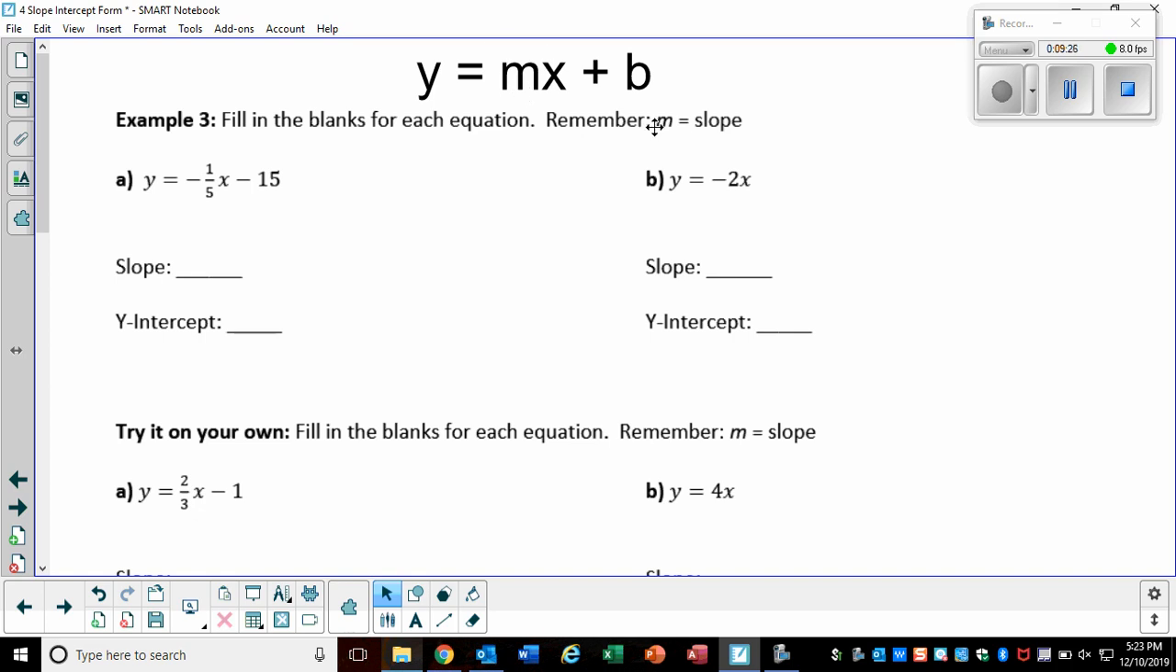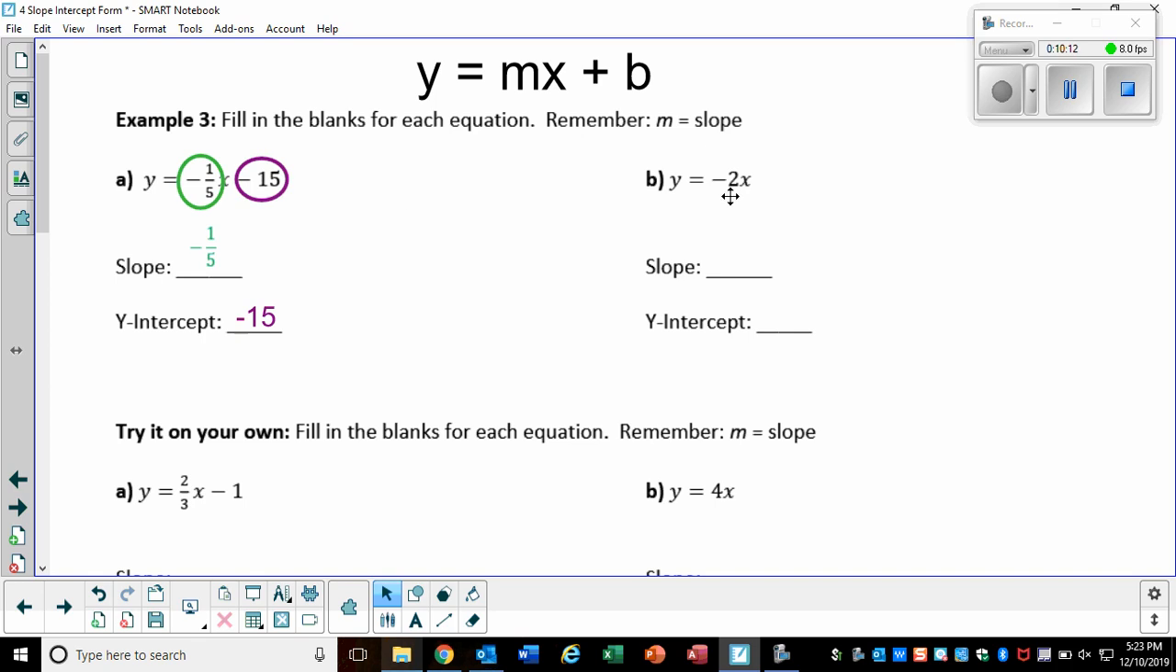Because that m is your slope. The number on the end by itself is your y-intercept. Okay? So if we look at A right now, y equals -1/5 x minus 15. The number with the x right here, that is the m part of the equation. So that means that is my slope. So -1/5 is my slope. The number on the end is the b, the y-intercept. So this number, and I'm including the sign here. Always include the sign. This negative 15 is my y-intercept. Okay?